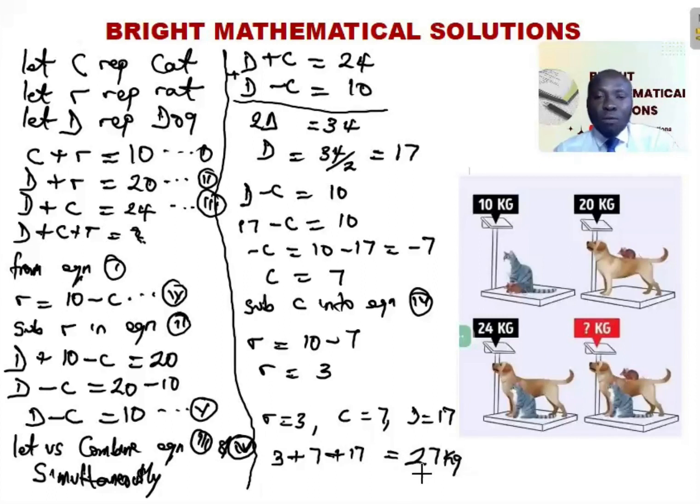Let us check if we are correct. The first equation, C plus R, that's 10. D plus R, that's 20. D plus C, that's 24. So D plus C plus R equals 27.